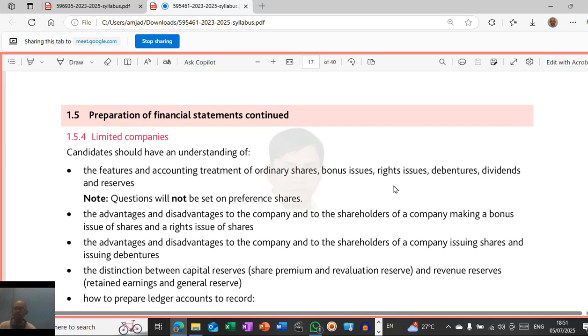So next, we have preparation of financial statements of limited companies. The candidate should have an understanding of the features and accounting treatment of ordinary shares, bonus issues, rights issues, debentures, dividends and reserves. Questions will not be set on preference shares.